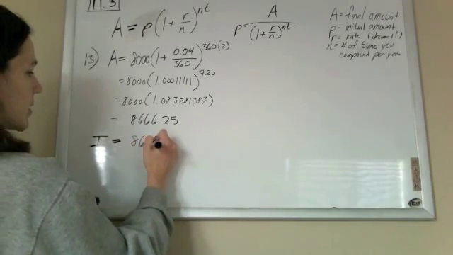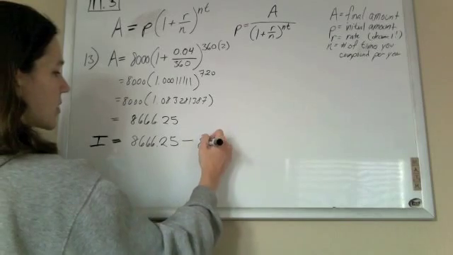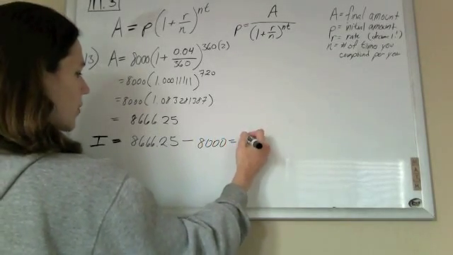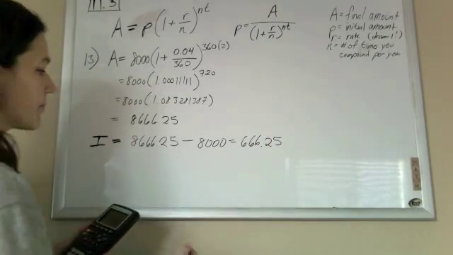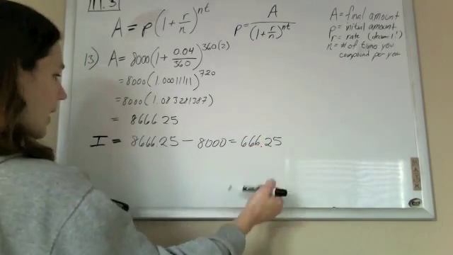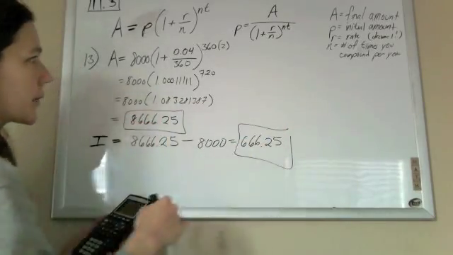Our interest must have been the final amount minus that initial amount. So it looks like we made $666.25 in interest. And so that's that. So the final amount's that. So the interest earned was that.